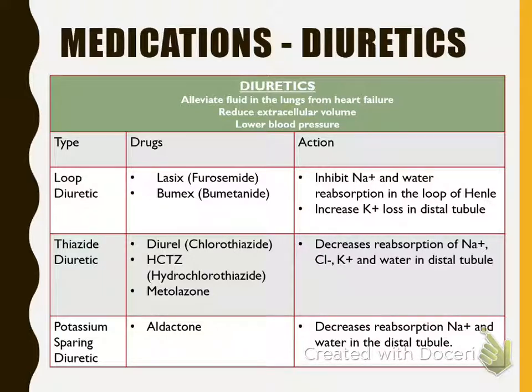Aldosterone itself, what does it do? It holds on to sodium and water. If it's holding on to sodium and water, it gets rid of potassium, because it's all a balance thing. If it's pulling sodium and water in, it will excrete potassium. So aldosterone wastes potassium. If we have an aldosterone blocker, what are those two meds? ACE inhibitors and ARBs are going to cause you to hold on to potassium and waste water and sodium.